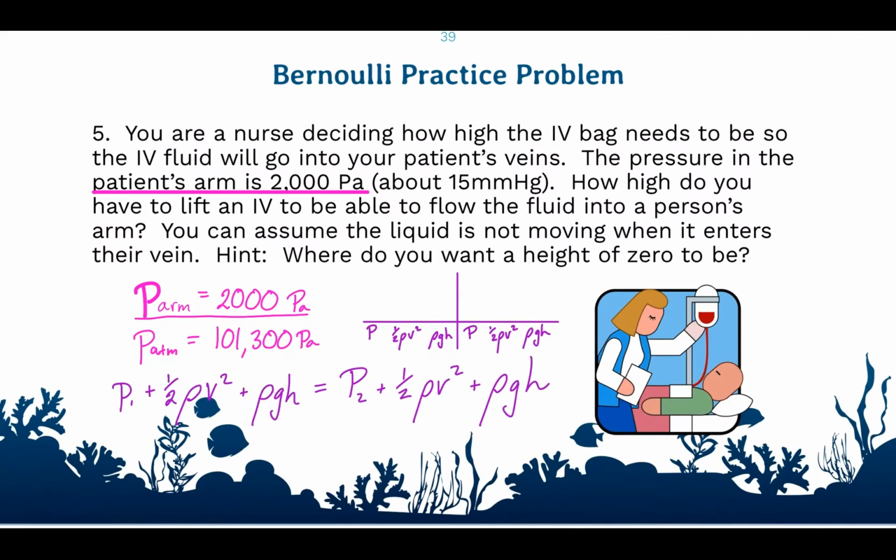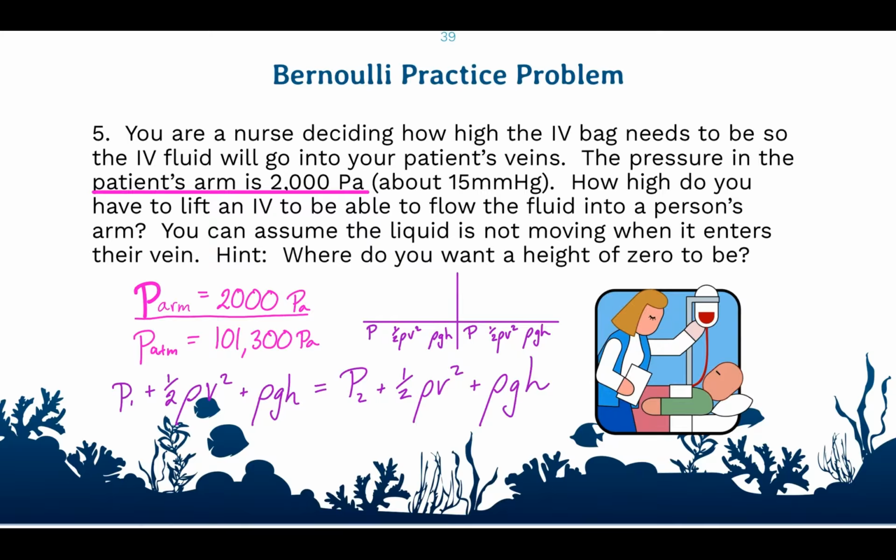So you are a nurse deciding how high the IV bag needs to be so that the IV fluid will go into your patient's veins. The pressure in your patient's arm is 2,000 pascals, or about 15 millimeters of mercury. How high do you have to lift an IV to be able to flow the fluid into a person's arm?